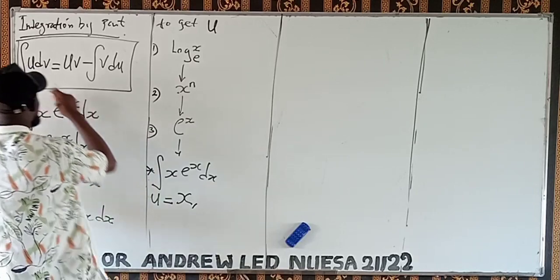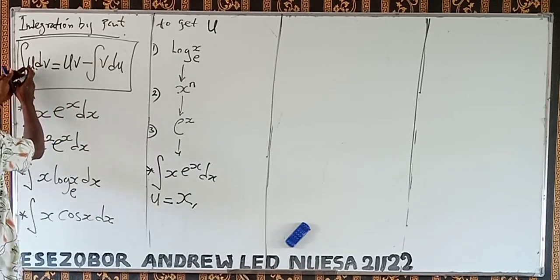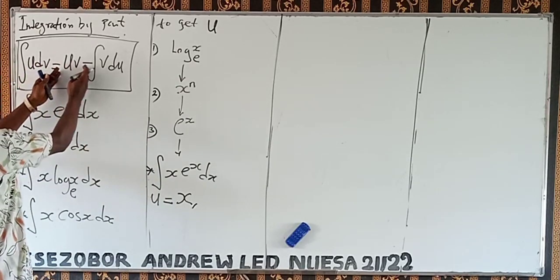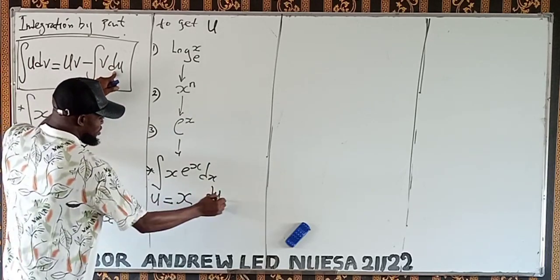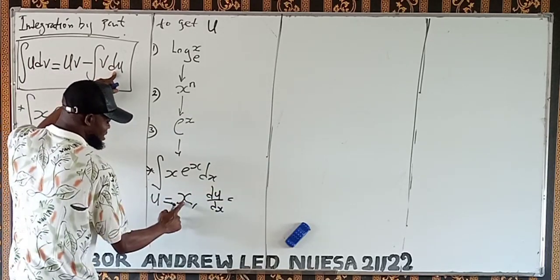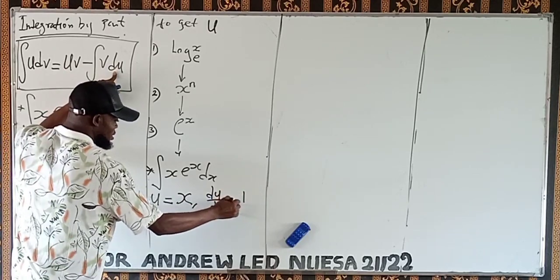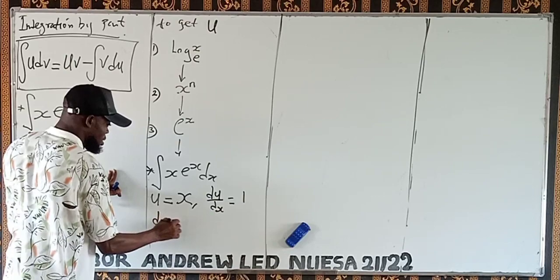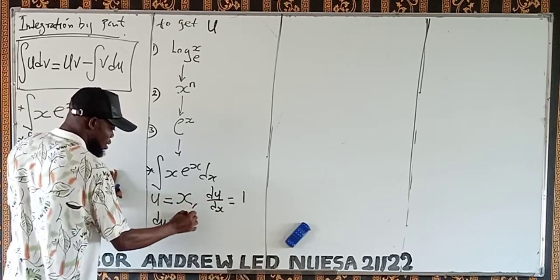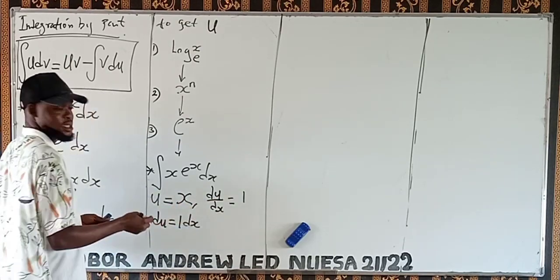Then, look at this formula. After we have selected u and dv, we have uv minus integral v du. What is du? du over dx. If you differentiate this x, what are you going to have? 1. So if you make use of the formula, you're going to have du equal to this 1 times dx, or just dx.